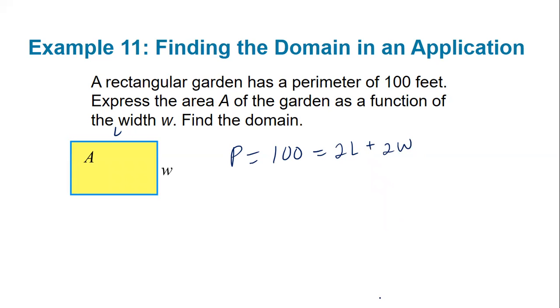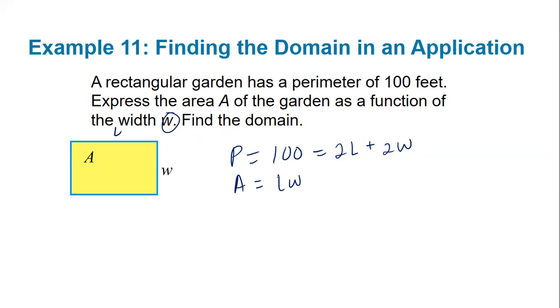Why is it that? Because you have two of everything, right? I don't need to write L plus W plus W. Okay. Now the area. How do you find the area of a rectangle? It's our length times our width, right? Okay. So it wants it as a function of the width.